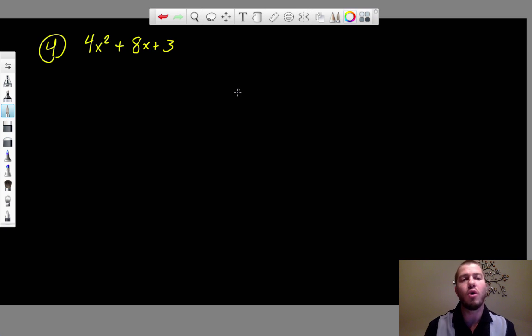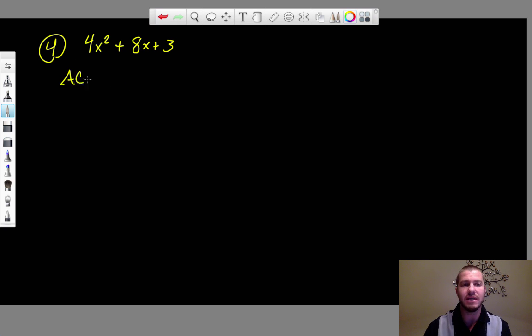Okay, so I'll do one more, and then a couple U-tries for you. For this one, check to factor out a GCF. 4 goes into 4 and 8, but not 3. So I can't factor out a 4, I can't factor out a 2. So I have to go from here.